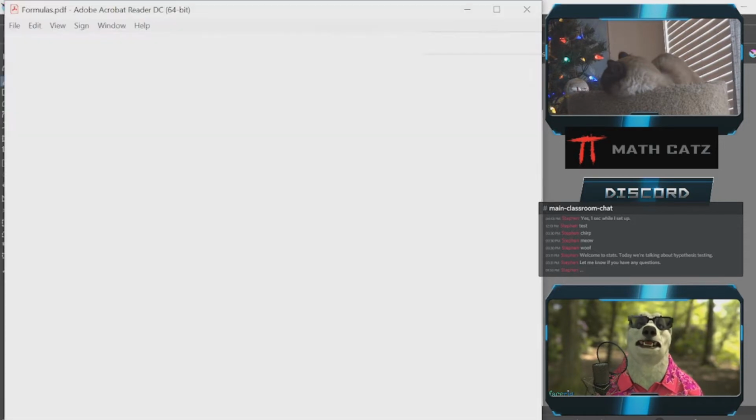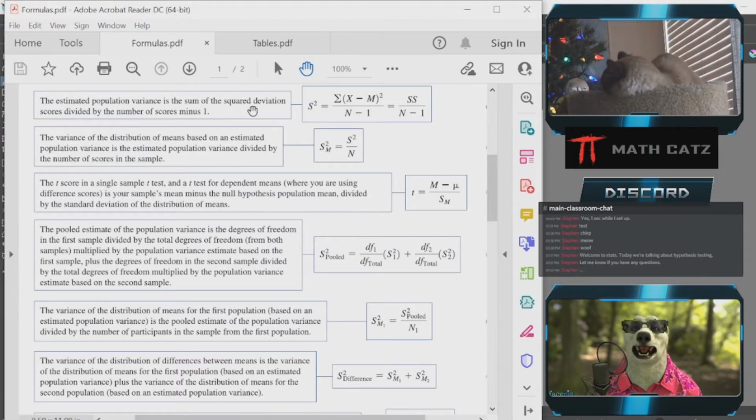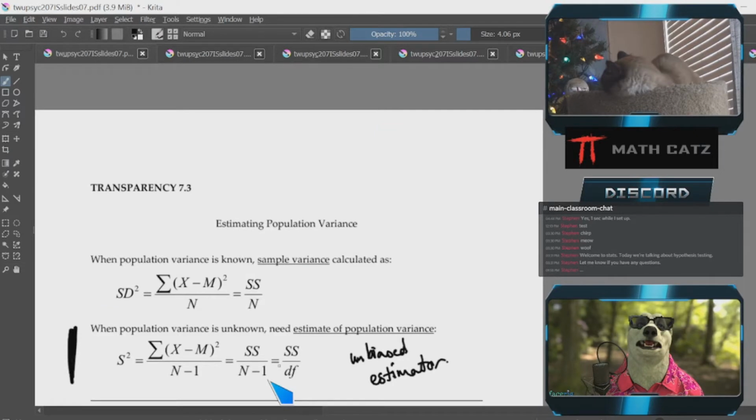Now, if you look at your formula sheet, it's over here as well, the estimated population variance, where I use the n minus 1. We call that the degrees of freedom. Degrees of freedom, n minus 1. Because if I know n minus 1 things and the answer, then that last thing I am not free to choose. Degrees of freedom will come up a little bit more in future sections.